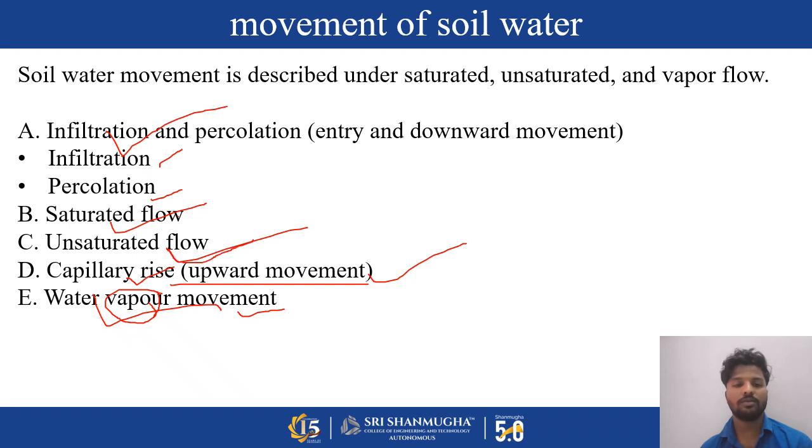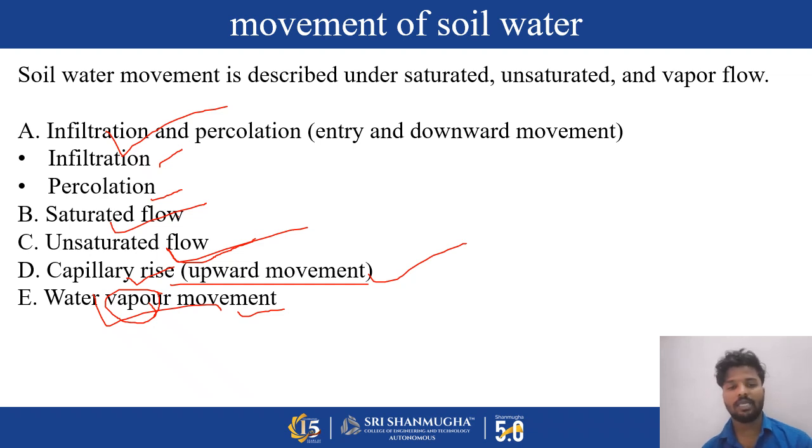The next one is unsaturated flow. Unsaturated flow occurs when pores contain both air and water, under normal field conditions between field capacity and permanent wilting point. Movement is primarily due to the matric potential, that is, the capillary suction gradients. Water moves from higher potential to lower potential zones, from wetter zones to drier zones. As soil dries, films thin, conductivity drops sharply, and the rate of unsaturated flow becomes very low.